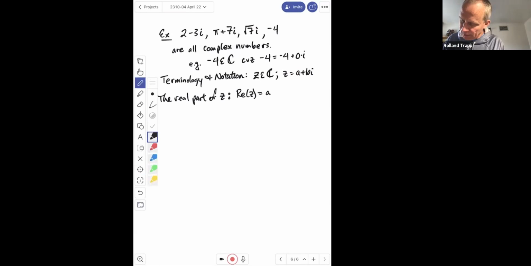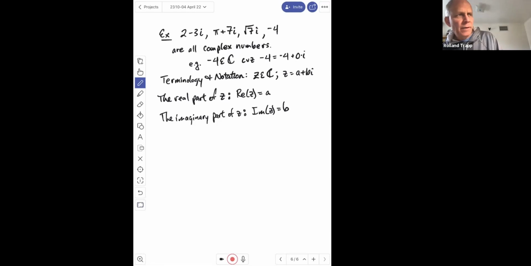It makes sense. The imaginary part of z, we'll denote it by capital I m of z for imaginary of z. Turns out that that's just b. And I thought this was strange, okay, because b is a real number. Actually, I forgot. Let me remind myself.